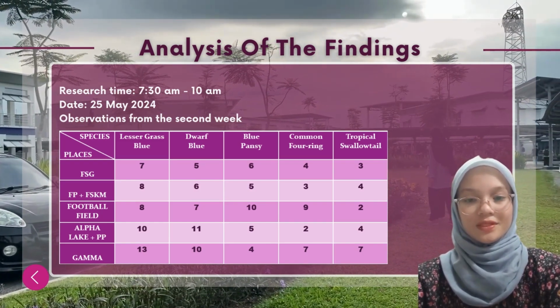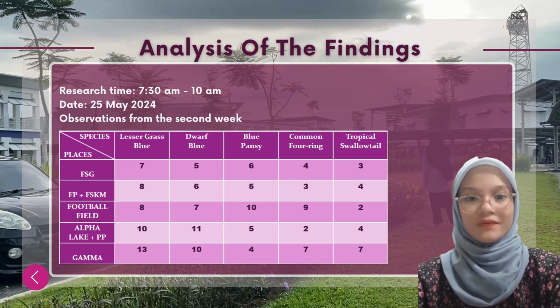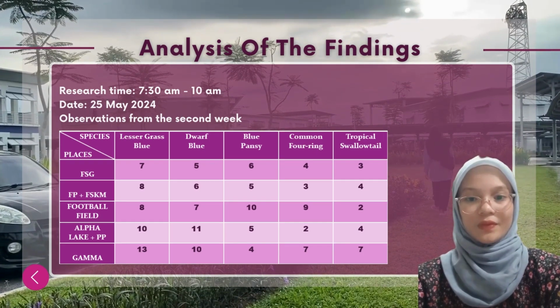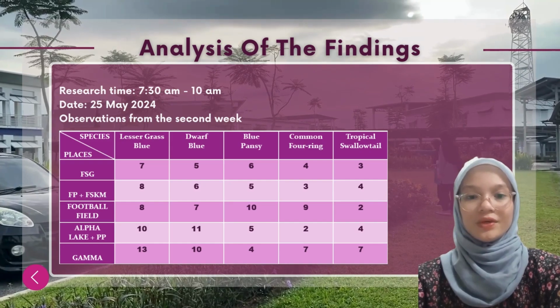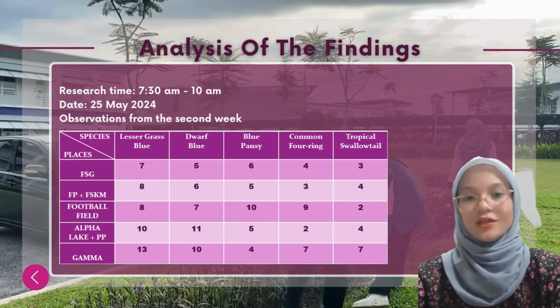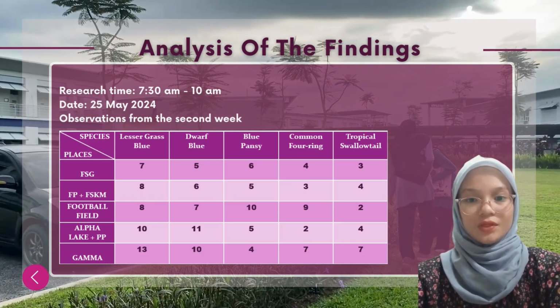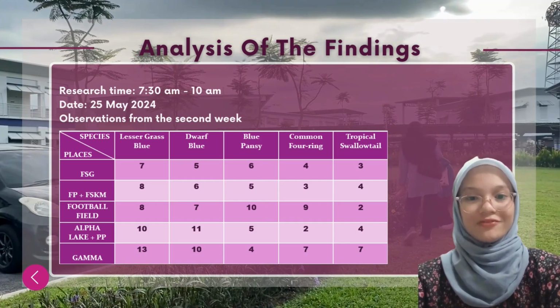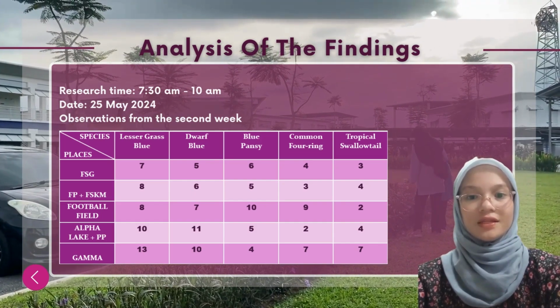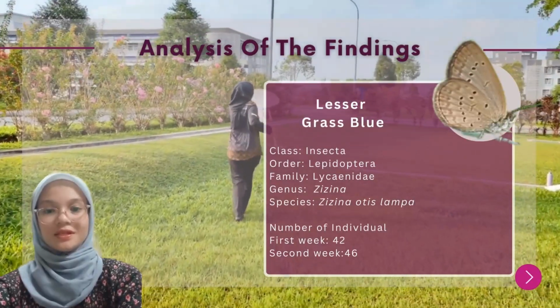Similarly, the four-ring species displayed a contrasting pattern. In the first week, we recorded 7 individuals at Alpha Lake and Pusat Pelajar, but in the second week, the number decreased to 4. This indicates a potential decline in the four-ring population during the second week in that specific location. By comparing the findings between the 2 weeks, we can identify trends, fluctuations, or shifts in species abundance within each location.